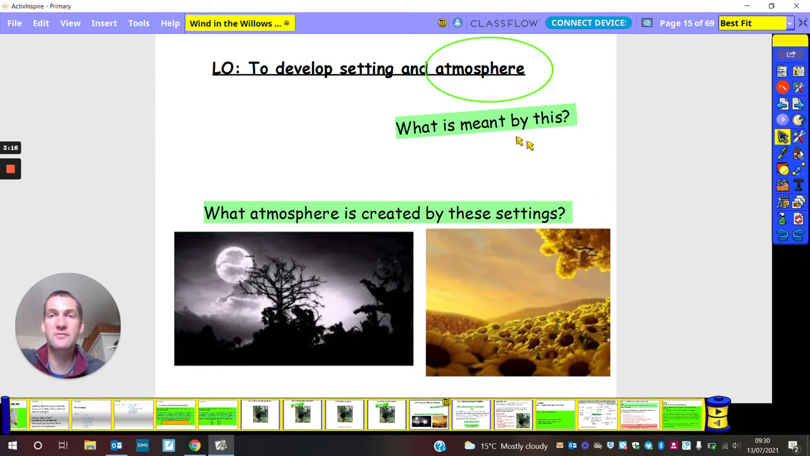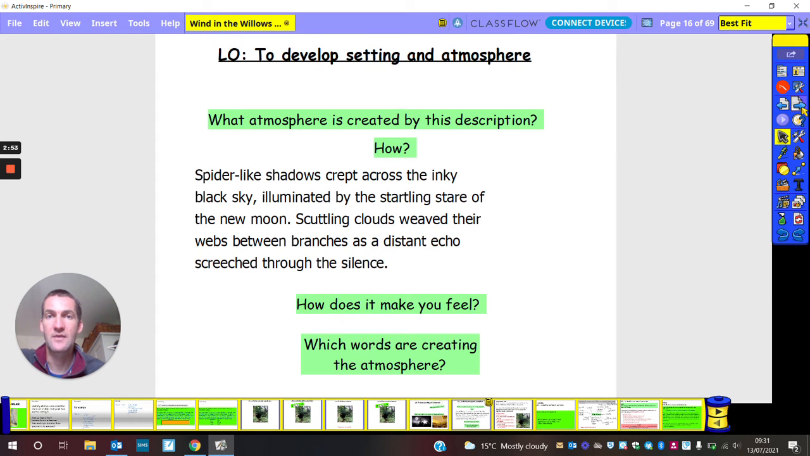Part of the learning objectives was to develop the setting and atmosphere. So when we think about atmosphere, have a look at these two pictures. What type of atmosphere do you think those are creating? Very different ones between this one on the left and that one on the right, but very important for the reader to understand the atmosphere where the setting is and how you can convey that within your writing.